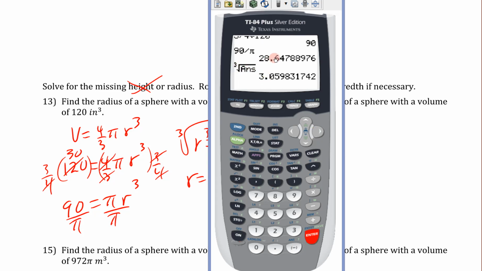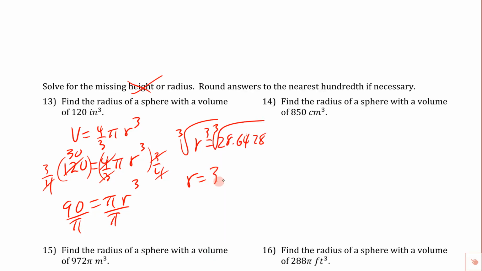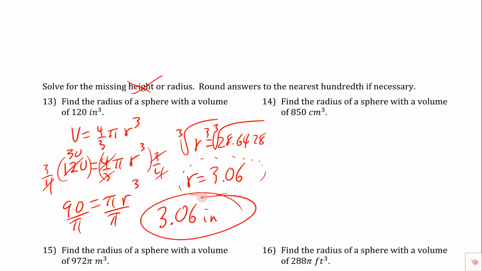So the cube root of 28.647 is 3.059. So we're going to round this to the nearest hundredth. So we're going to bump that up. So that's going to be 3.06. So this is 3.06, and then you've got to have the units. So don't circle this. This was in inches, so this is going to be 3.06 inches for the radius. Okay, there's the answer to that one. Good luck on the assignment.